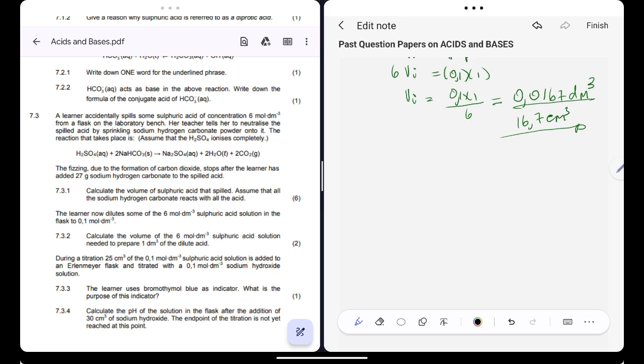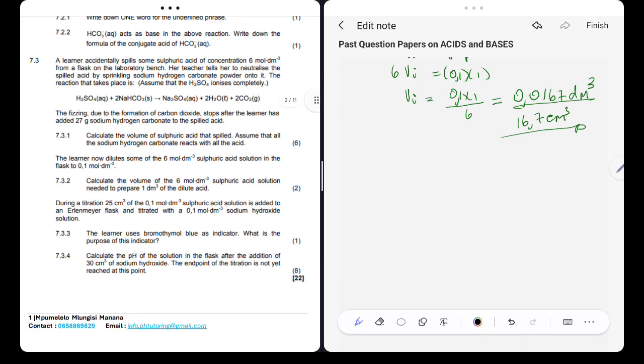as an indicator. What is the purpose of the indicator? The purpose of the indicator is to indicate the end point of the reaction. When the indicator starts changing its color, we will realize that the acid and the base have completely neutralized one another. So that's the answer: to help us see the end point of the reaction.